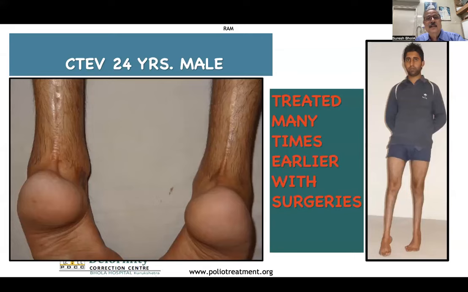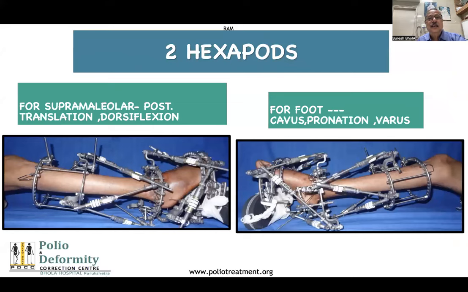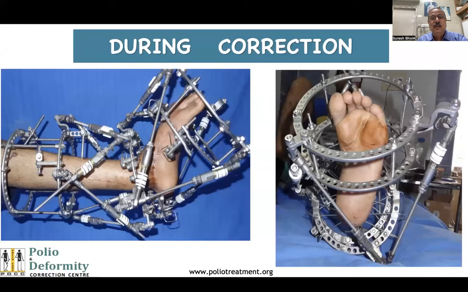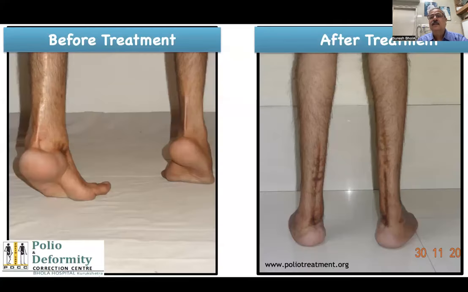Another adult, 24-year-old, treated many times earlier with open surgeries. First one side, then another side. Corrections were done by supramalleolar osteotomy as well as foot osteotomies. And treatments, they were aligned with the help of two frame supports. You can see equinus almost corrected, forefoot adduction corrected, and foot lengthened. And these are the results.